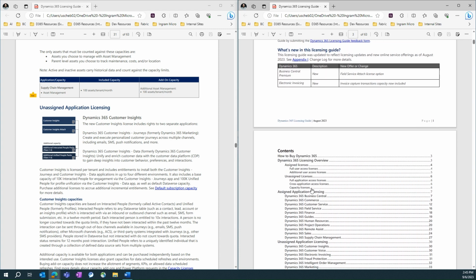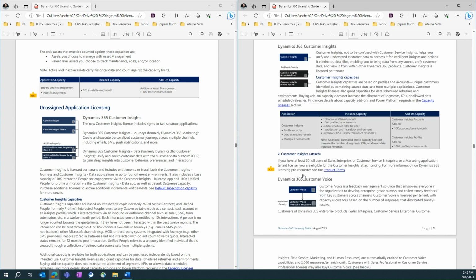In addition to that, you also had customer insights. So here we are, and we see that you also, again, sticking to that 10 to 1 ratio, right? 10,000 accounts per tenant per month, 100,000 profiles per tenant per month. You got a production and a sandbox. You got some customer voice responses. You could also get additional capacity here, insights accounts, insights profiles. So all of that was available to you as well.